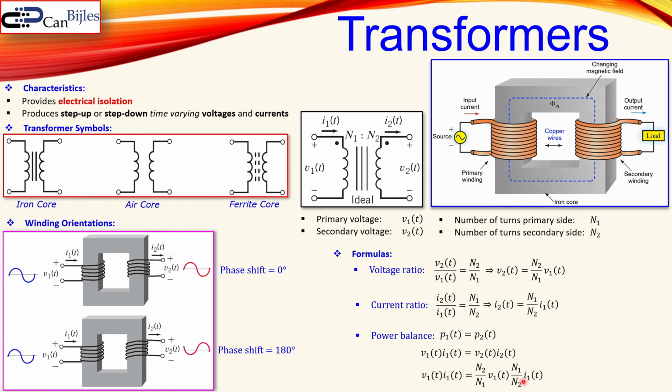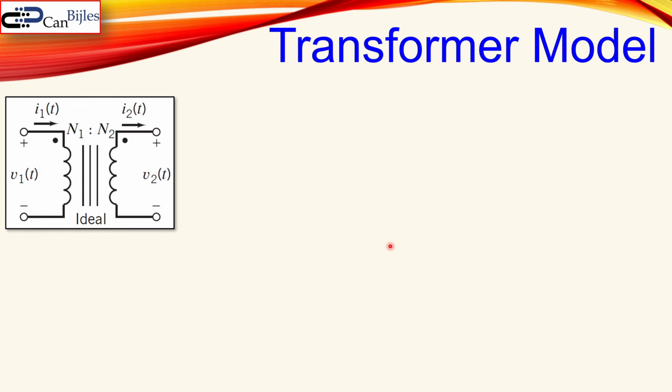Now the N2 and N2 will cancel each other out, and N1 and N1 here also, so you will actually have here V1 times I1, that means exact same as the left side. So you see actually the proof that this is indeed correct, so power balance is valid here. Okay, let's go to the next part, which is about our model.